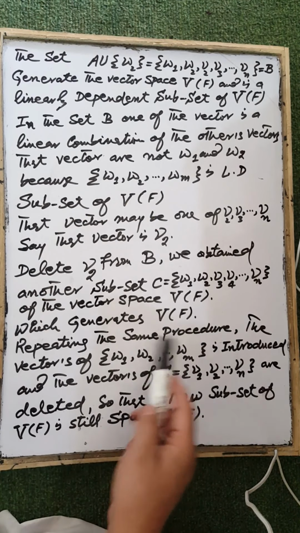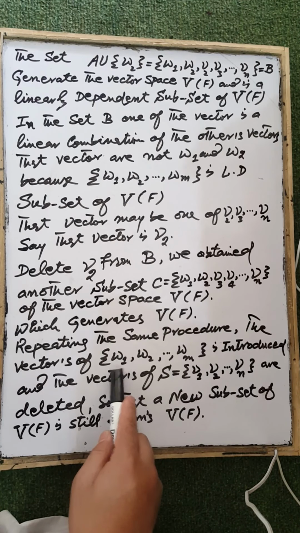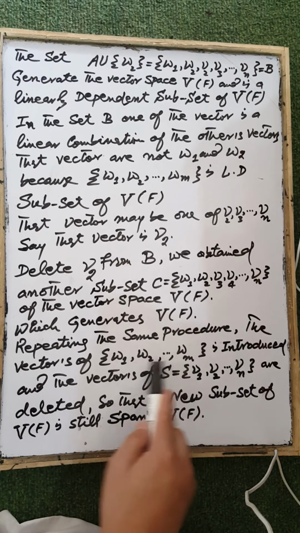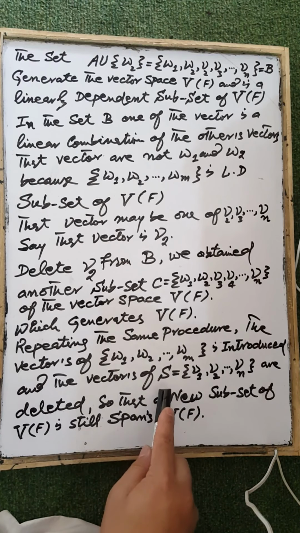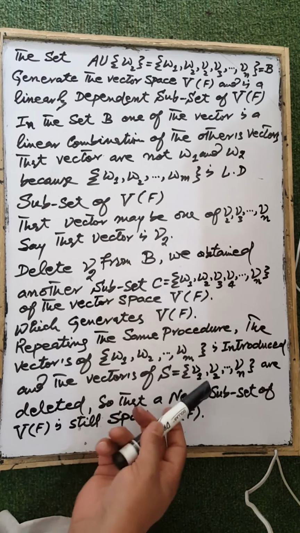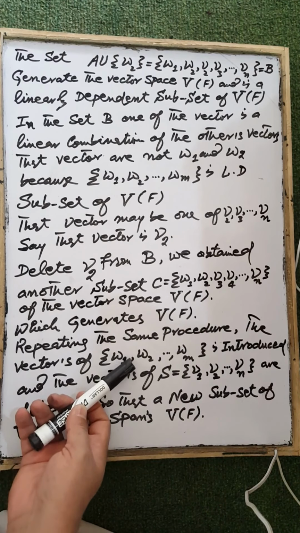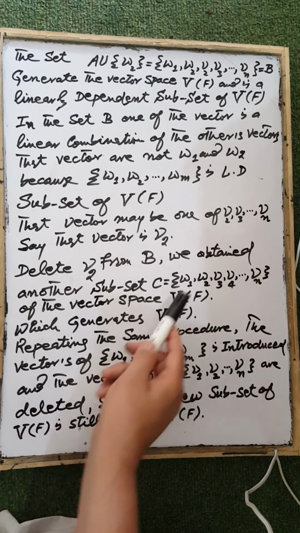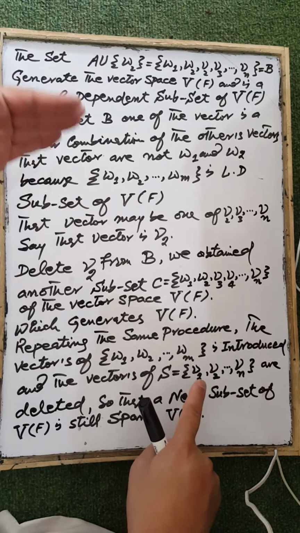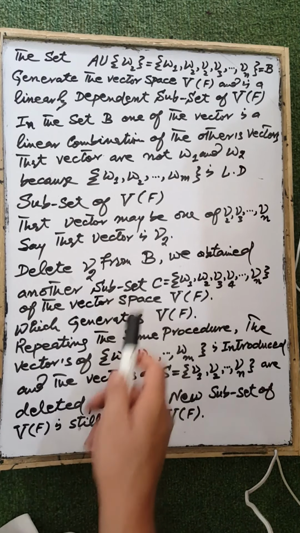Repeating the same procedure as above, we introduce one of the vectors from the set W1, W2 up to WN, and delete a vector from the set S. The elements of the set S are V1, V2 up to VN. That is, up to this instant, we delete the vectors V1, V2 from this set and introduce the other two vectors W1, W2 from this set, and as a result we obtain this resultant set from repeating the same procedure above, which also spans the vector space V over the field F.